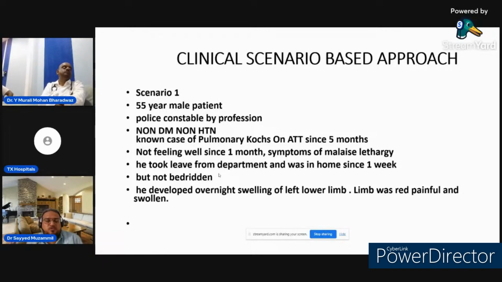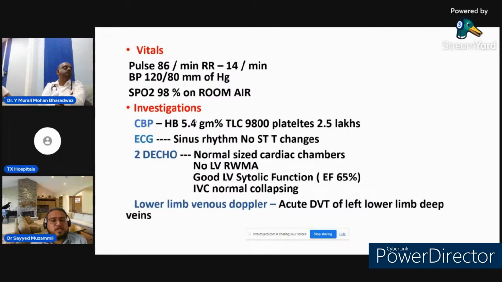So he was brought to hospital, and his vitals in hospital: his pulse was 86, respiratory rate 14 per minute, blood pressure 120 by 80, saturation 98% on room air. His investigations revealed that his hemoglobin was 5.4 gram percent, TLC count was 9800, platelets 2.5 lakhs. ECG revealed sinus rhythm with no ST-T changes, while bedside 2D echo done in the emergency room revealed normal size cardiac chambers, no regional wall motion abnormality, good LV systolic function with ejection fraction of 65%, and his IVC was normal and collapsing. So basically, there was no evidence of pulmonary thromboembolism in him.